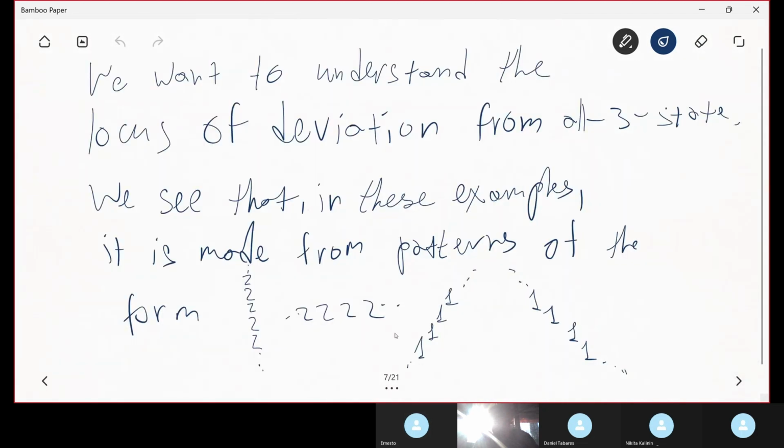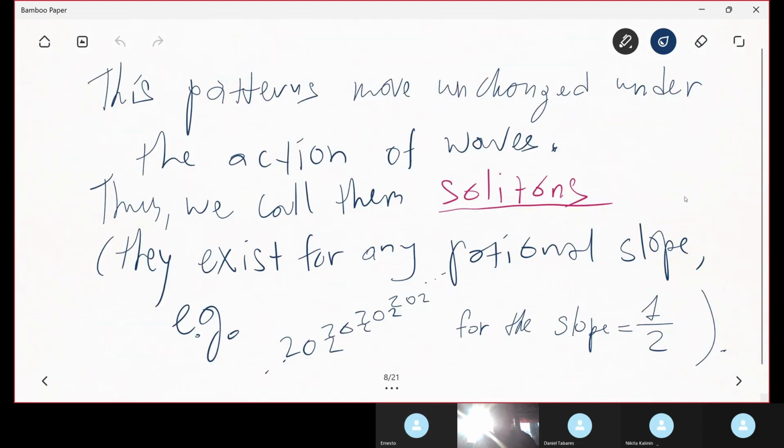What you can observe from these pictures is that those states, the result of sending some waves, are made in this example of patterns, all two horizontally or vertically, or all one diagonally. And those patterns are very special because they actually behave in a predictable manner under the action of the waves. They actually move towards the source of the wave. And therefore, for this reason, we call them solitons.